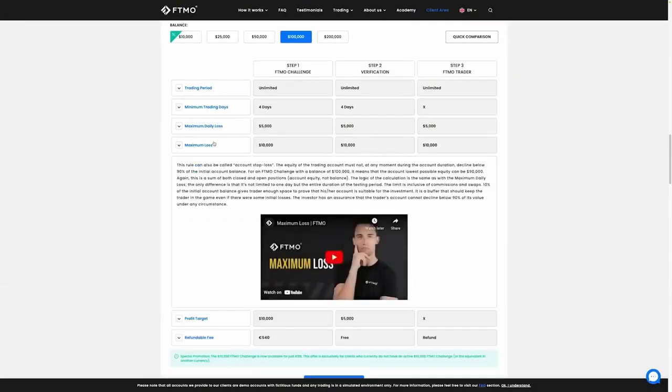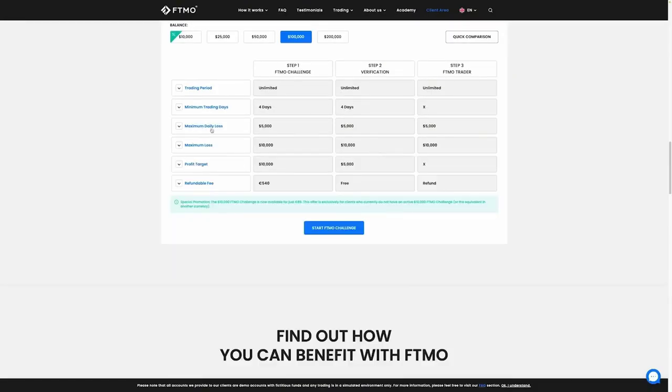Okay, next rule is maximum loss. Bear in mind, this is maximum daily loss, right? So this is the maximum amount of money that you can lose on a particular day, within 24 hours itself, before midnight Central Eastern Time.